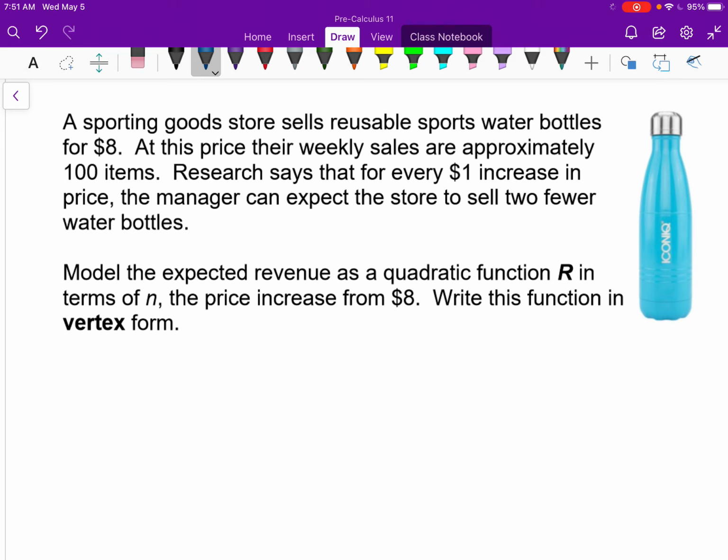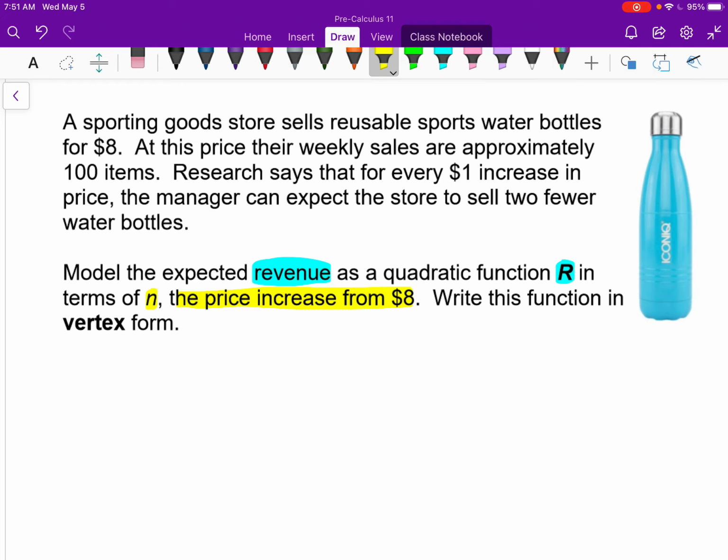And so model the expected revenue, and I'll talk more about revenue in a moment, as a quadratic function r, so r stands for revenue, in terms of n, where n is the price increase from $8. So when you raise it by $1, n is 1. Raise it by $2, n is 2. Take away money from the cost, lower it, n is a negative number. And we want to write this function in vertex form.